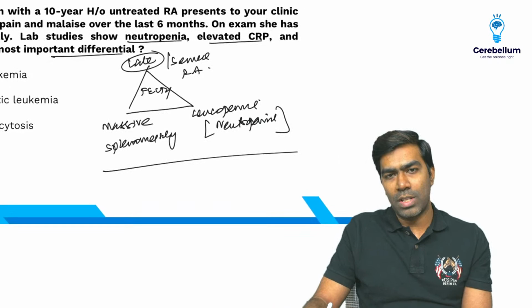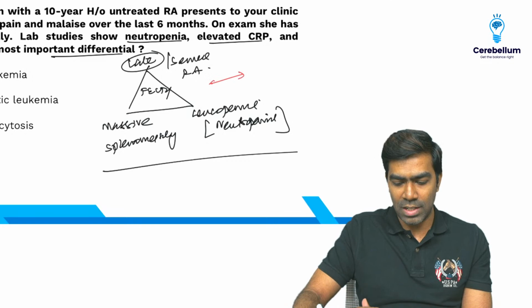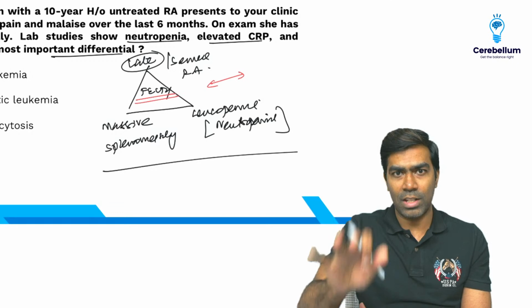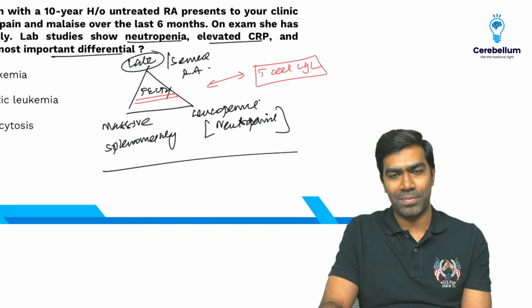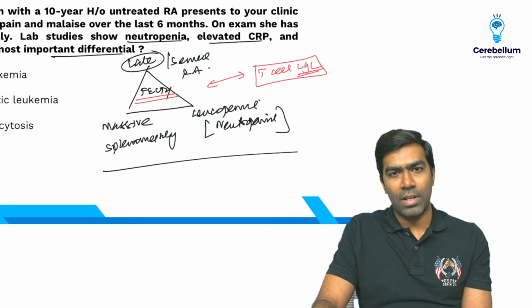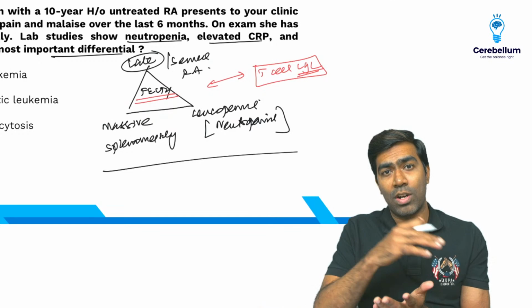So what is the closest differential diagnosis of Felty syndrome? Something in rheumatoid arthritis can present in exactly the same way as Felty syndrome. What is that? That is T-cell LGL. It can present in the exact same way. T-cell LGL is called large granular lymphocytic leukemia. How will you differentiate then? How can you tell that it is actually T-cell LGL and not Felty syndrome?